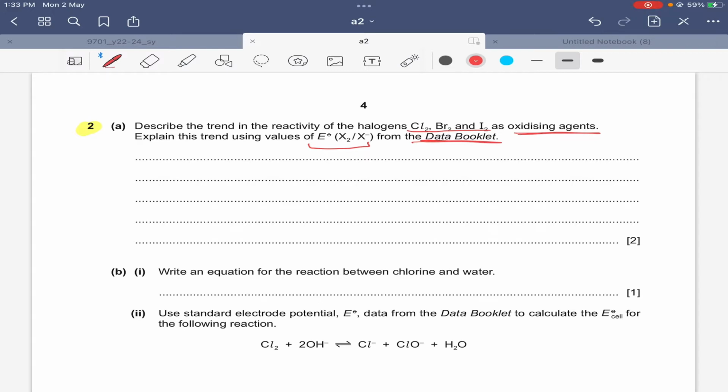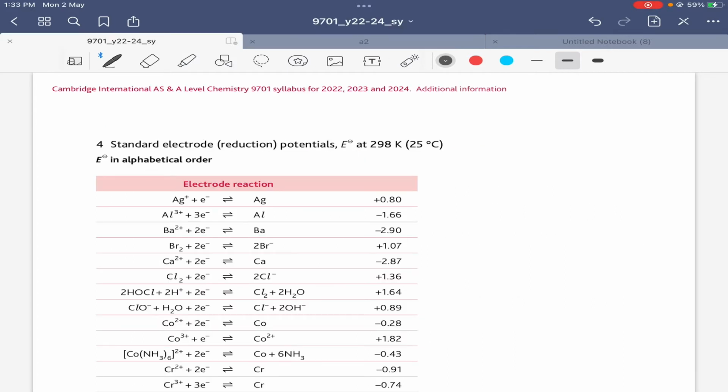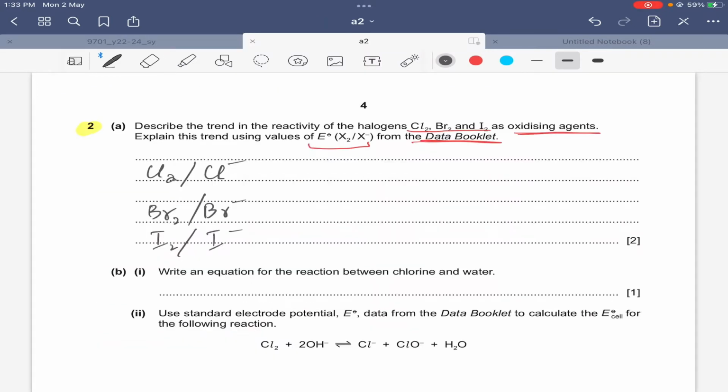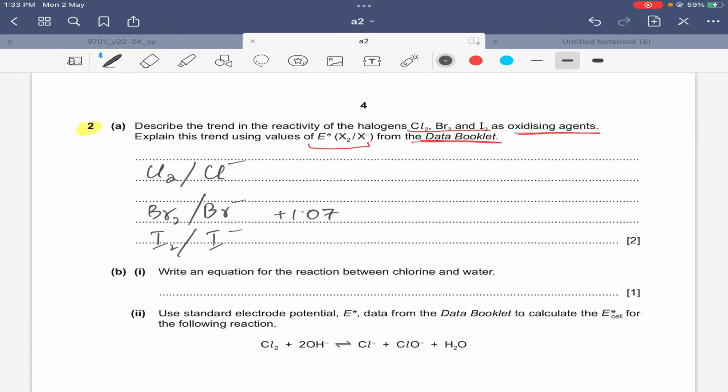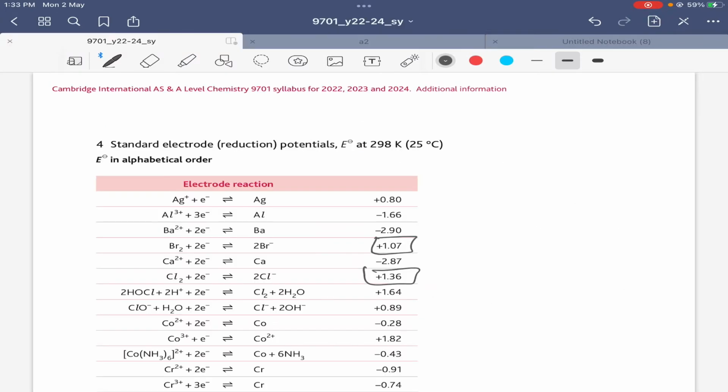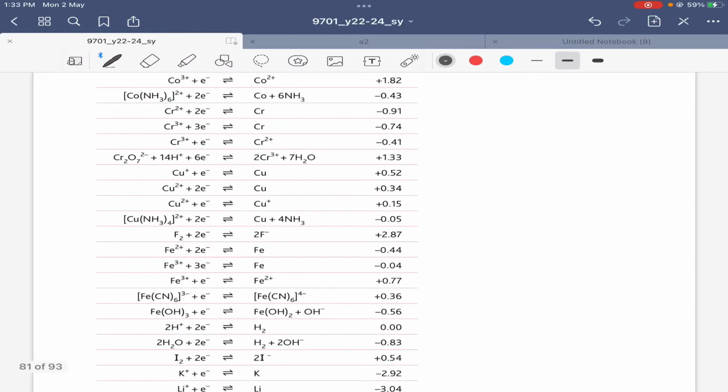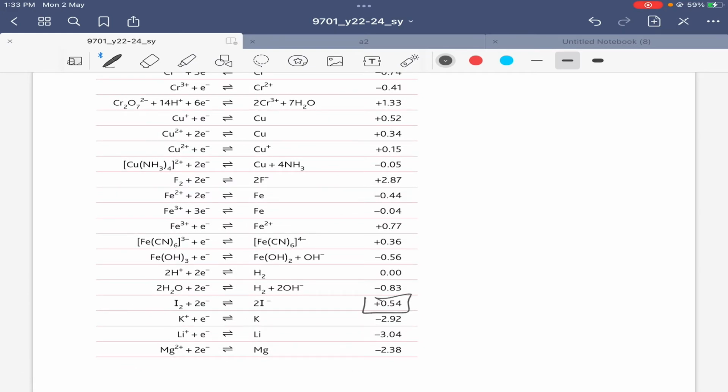Alright, so we have to find the E0 values from the data booklet for the half cells Cl2 to Cl minus, Br2 to Br minus, and I2 to I minus. So let's look at the E0 values. For bromine, the E0 value is plus 1.07. For chlorine, this is 1.36. And for iodine, this is plus 0.54.